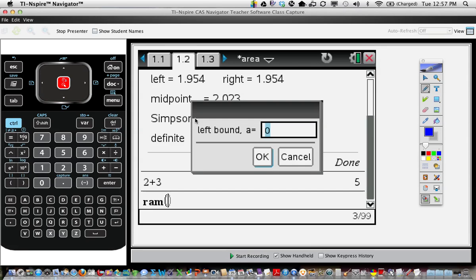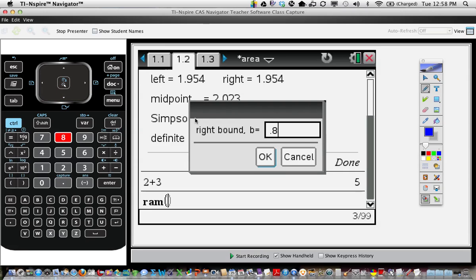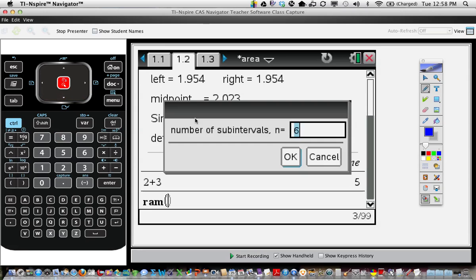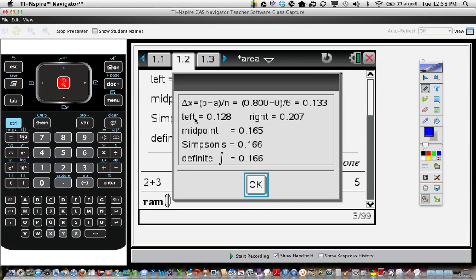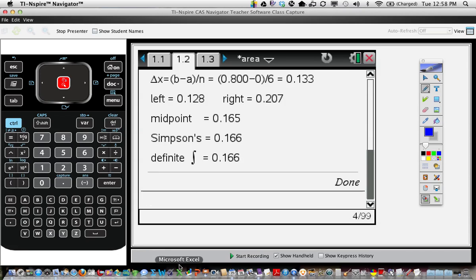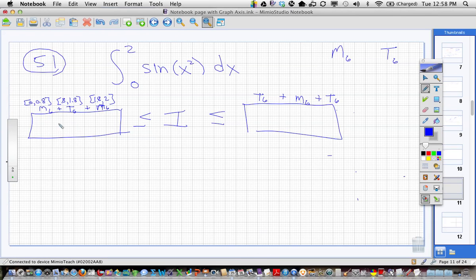Now our left bound, we're going to go from 0 to 0.8. We're just going to do that first section where we want to do our midpoint. We're going to do 6 of them. So go 0 for the left bound, 0.8 for our right bound. And then how many subintervals? 6, and we're going to hit OK. And there is our midpoint right there, 0.165. Hit OK. And on our paper, we'll write that down. That was 0.165. That was 6 midpoints from 0 to 0.8.